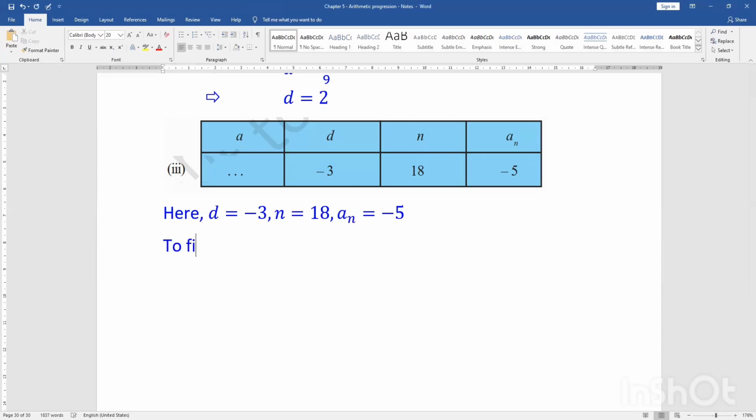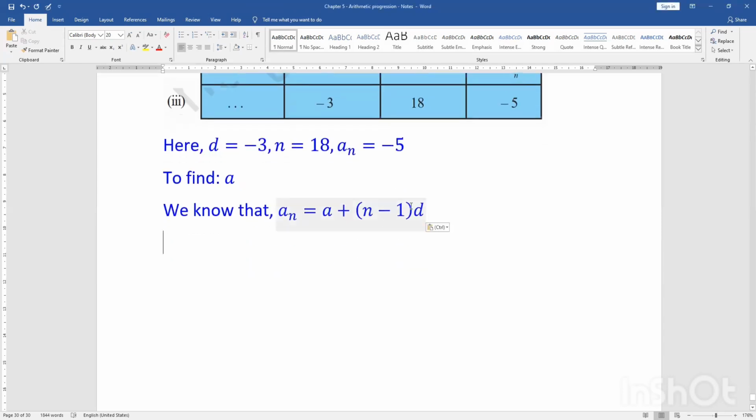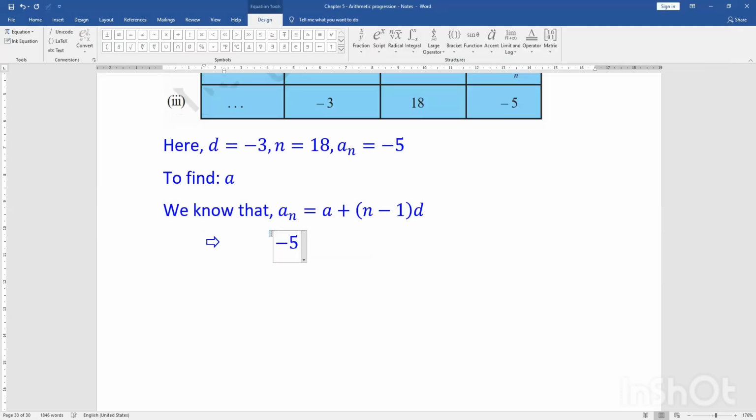Now what we need to find out? We need to find out the a value. As usual, we shall write the formula. We know that an is equal to a plus n minus 1 into d. Let's substitute the values known to us. Here we have an value, I can substitute as -5. So -5 equals a value.